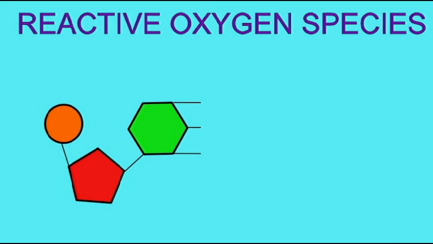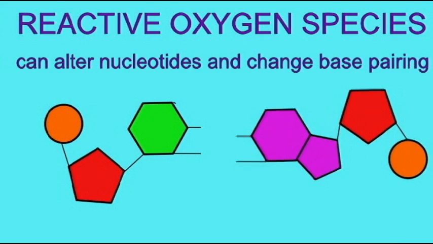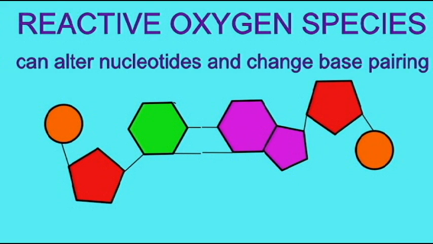There are a number of reactive oxygen molecules known as reactive oxygen species. These can be formed during inflammation, can be the result of air pollution, or of exposure to cigarette smoke. There are a number of causes of reactive oxygen species. They can react with nucleotides and change their base pairing.